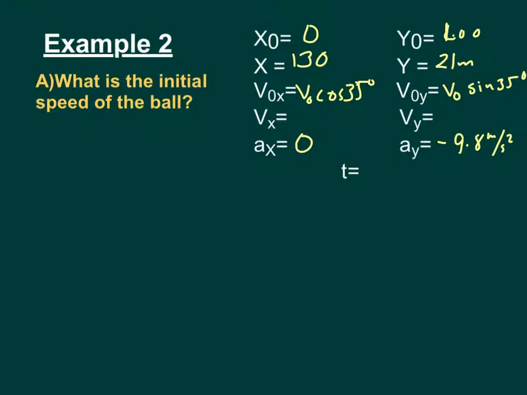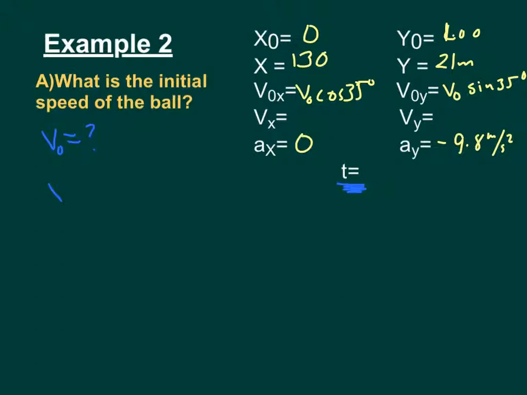Okay, so what we're going to solve for is v naught, the initial speed of the ball. Now, as you look at these equations, you will notice that maybe it'd be really helpful to have time. So we're going to solve for time in terms of something else.